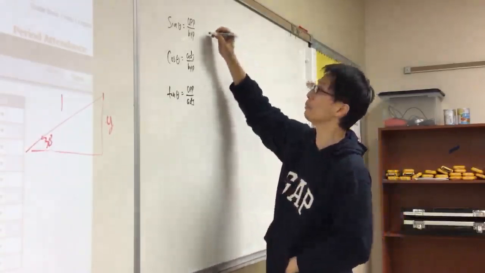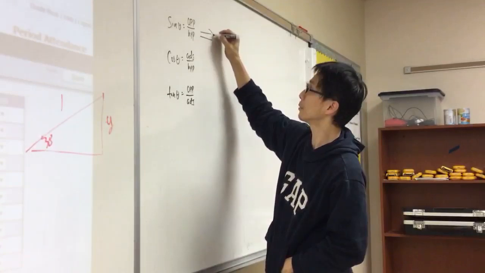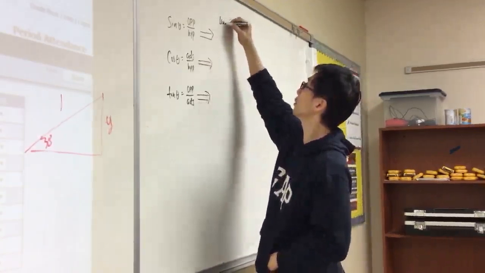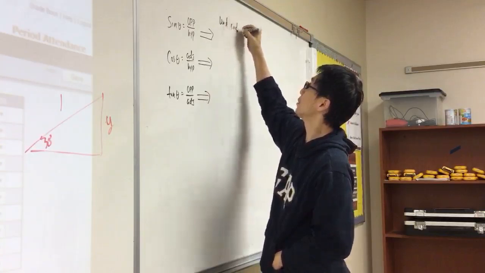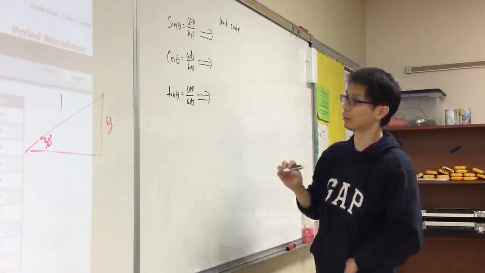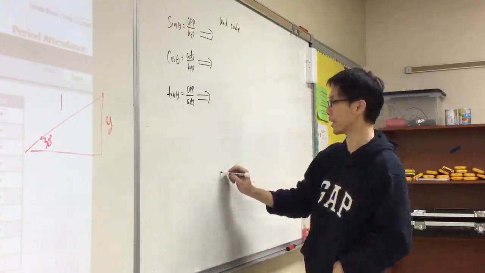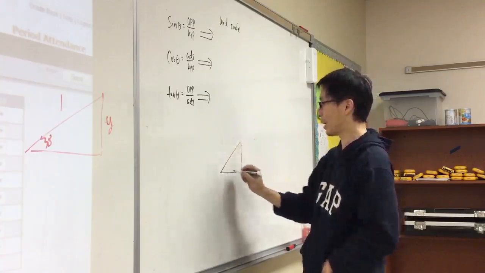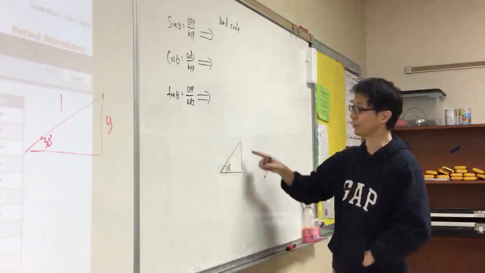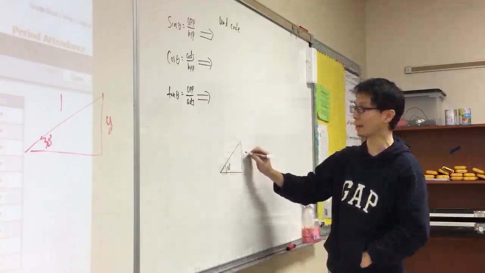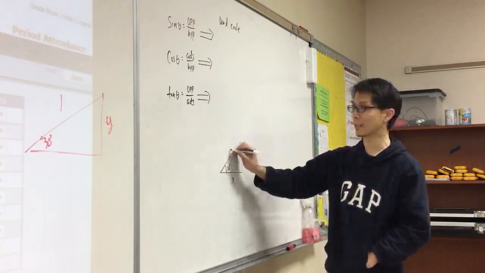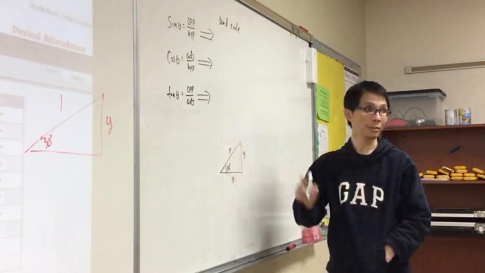We can say, okay, well, in the unit circle, just think about the first part of the unit circle. Let's say it's pi over 6. Right here is 30 degrees, right? This is my y value, and this is my x value, and this is the radius of the circle.